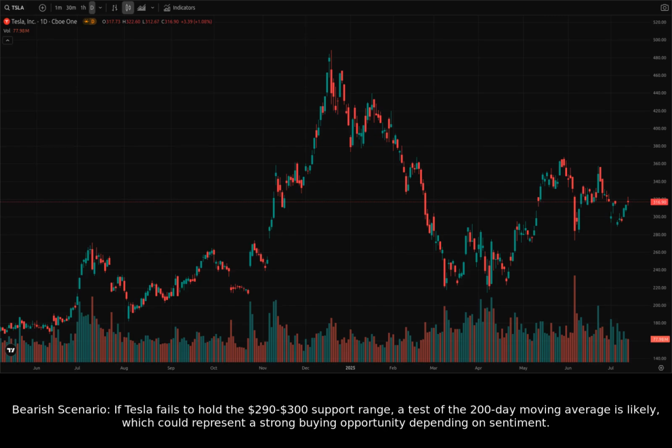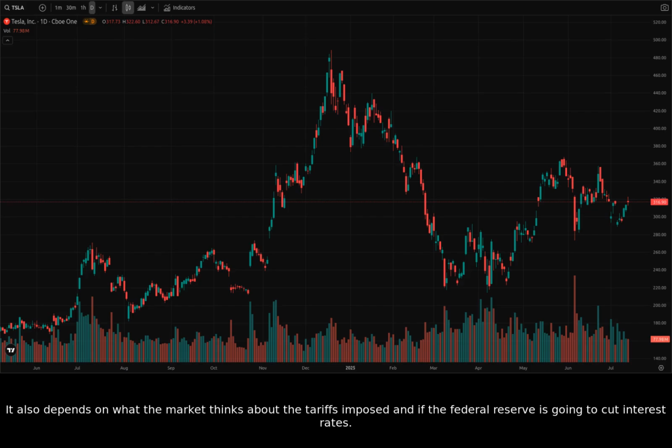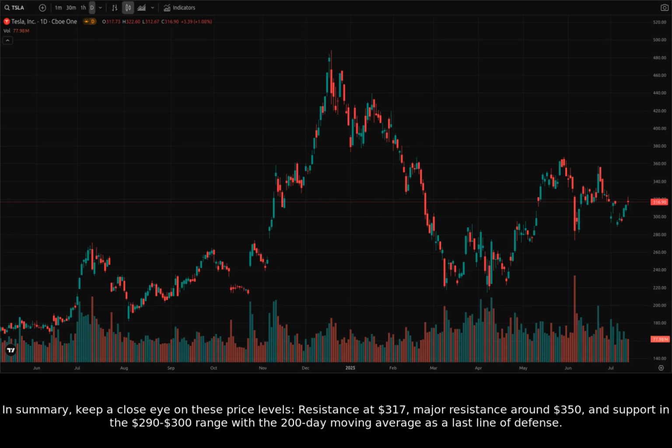Bearish scenario: if Tesla fails to hold the $290 to $300 support range, a test of the 200-day moving average is likely, which could represent a strong buying opportunity depending on sentiment. It also depends on what the market thinks about the tariffs imposed and if the Federal Reserve is going to cut interest rates.